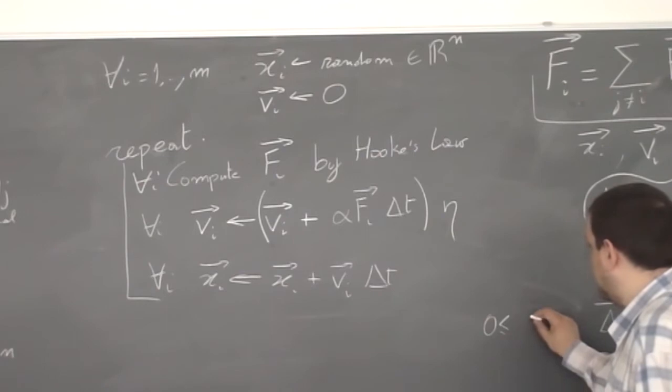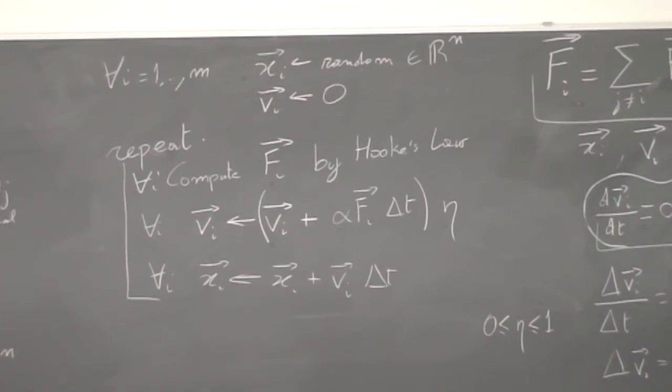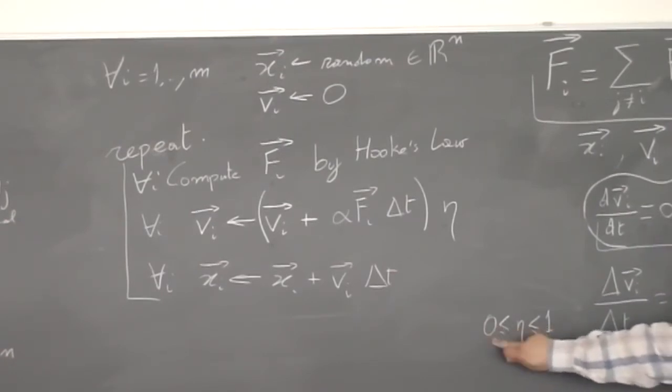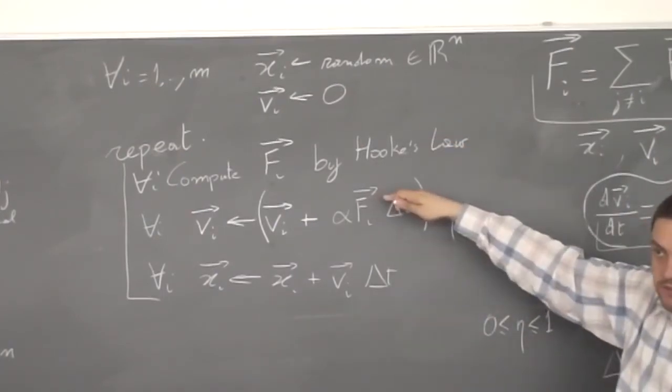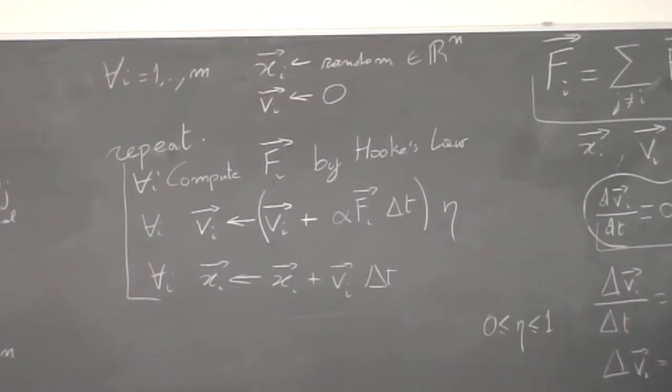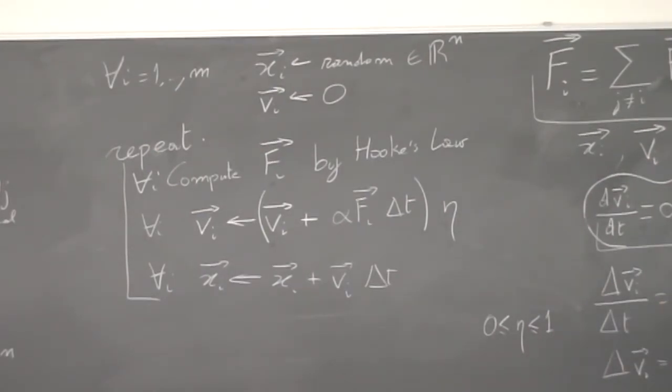Eta is, as always, something between 0 and 1. And you see the effect of eta in the two extremal cases. If you put eta equal to 0, then at every step the velocity will always be 0. So you have a system with infinite viscosity. The particles are glued where they are and they cannot move. If you put eta equal to 1, you have no reduction of velocity, so the particles will keep moving and the system will likely oscillate. This is another factor that we have to consider.